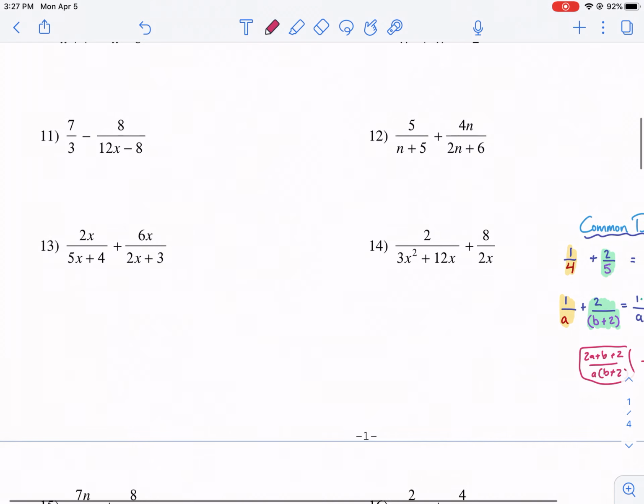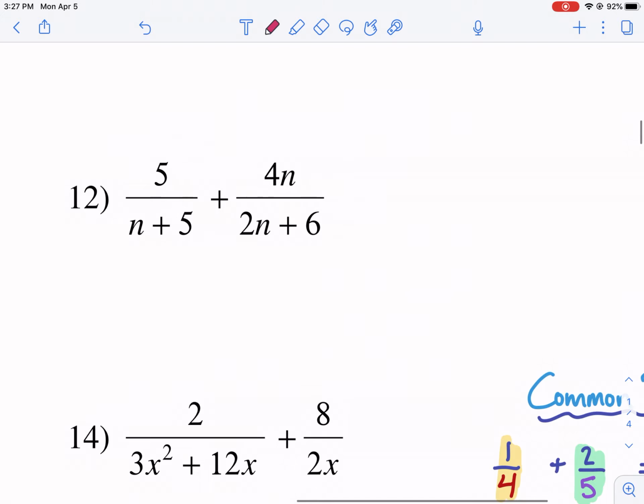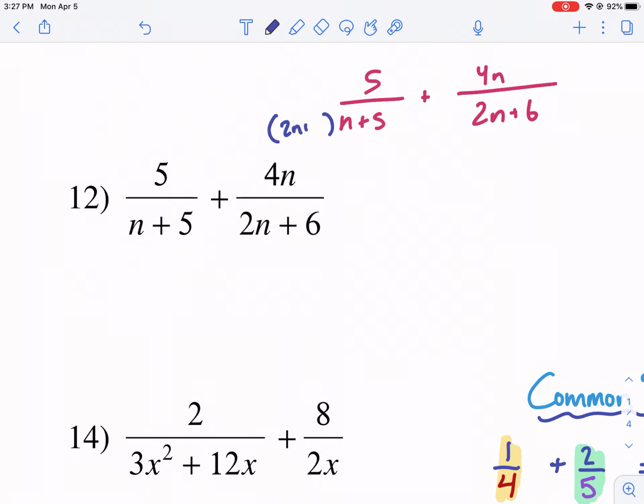Let's do one more, just because there's a little bit more complicated ones. We'll do number 12. So we have 5 over n plus 5 plus 4n over 2n plus 6. As you might have guessed, what we need to do is put this 2n plus 6 there. And then we also need to have an n plus 5 over here.